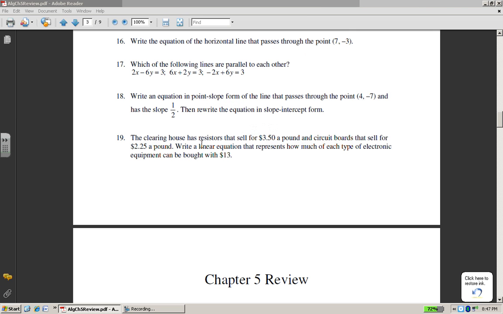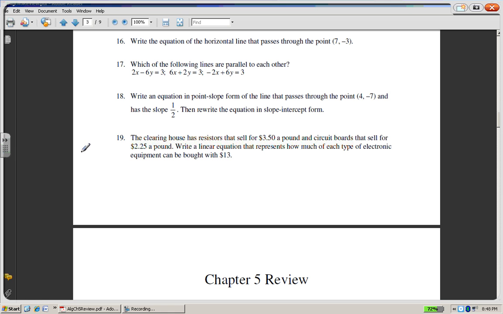Number 19, the clearinghouse has resistors that sell for $3.50 a pound. What about some electronics terms here? And circuit boards that sell for $2.25 a pound. Write a linear equation that represents how much of each type of electronic equipment can be bought with $13.